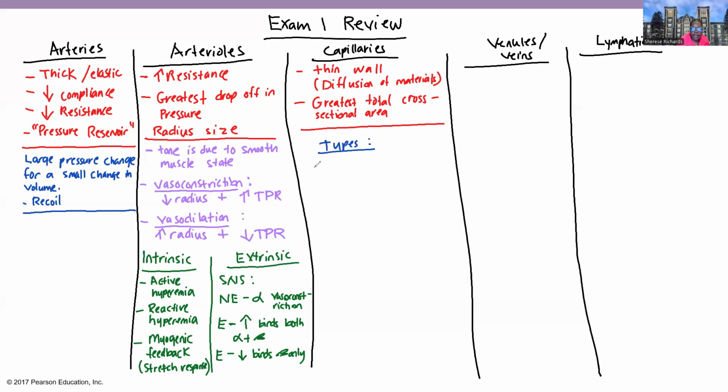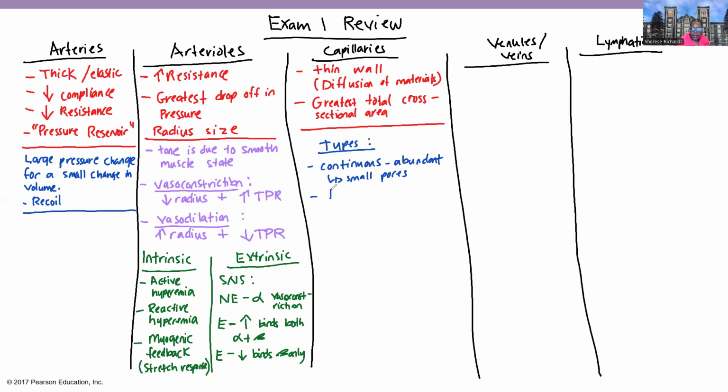So we talked about continuous capillaries, and these are the most abundant, right? Most abundant. These have endothelial cells with very small pores. Small pores. However, big things like lipids, big things like proteins, those cannot get through these pores.